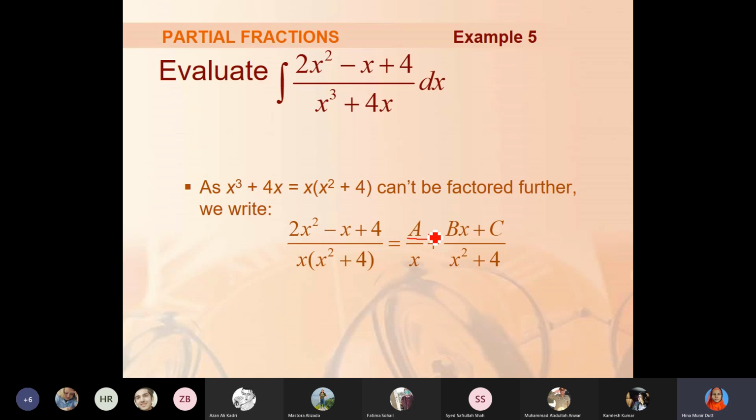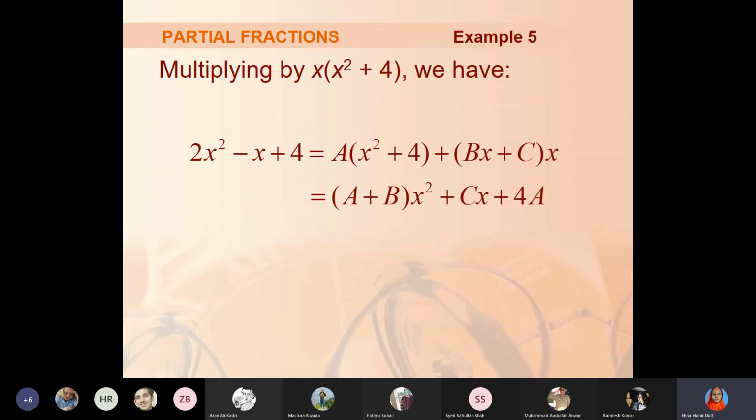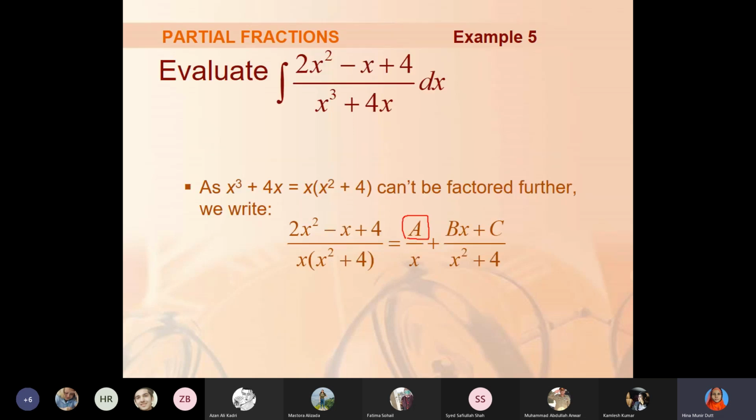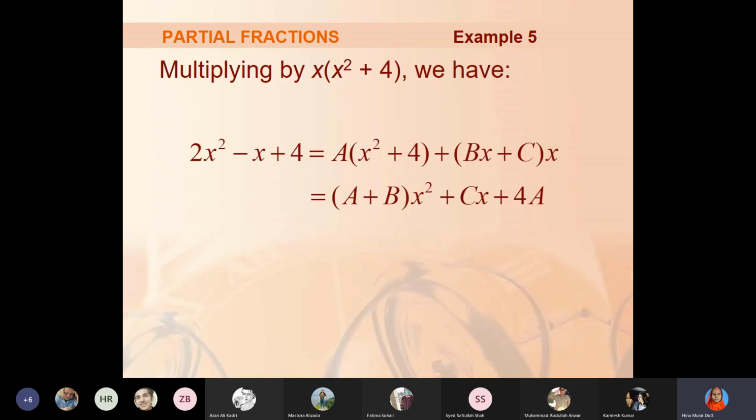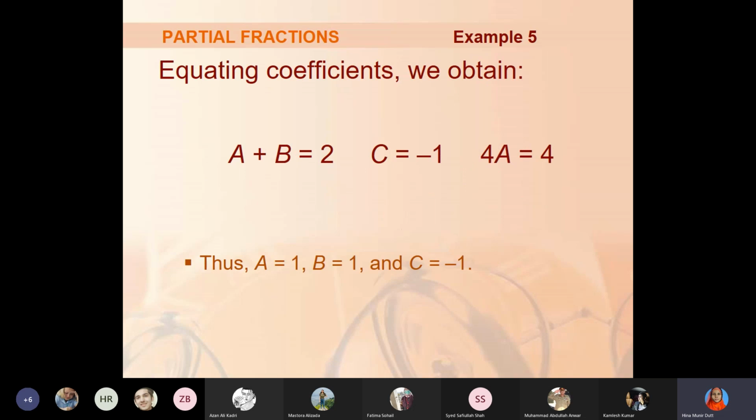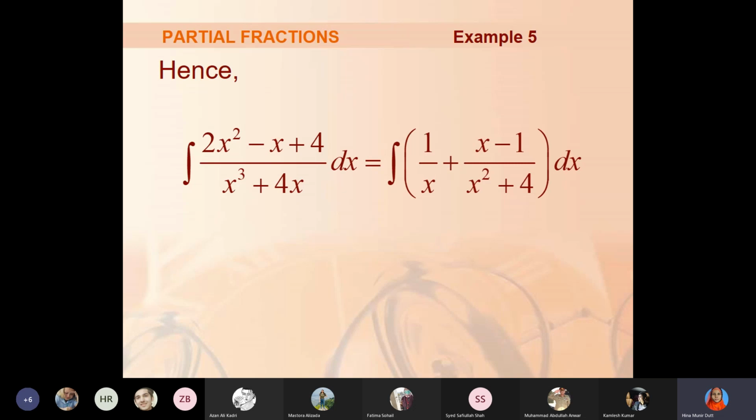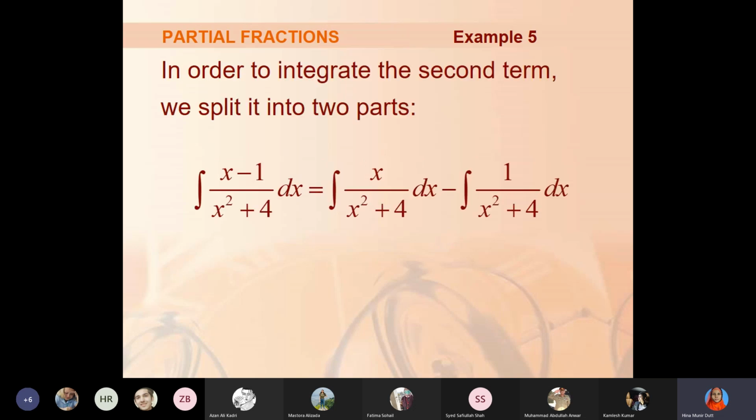I can determine this unknown a by the shortcut method, that is by putting x is equal to 0 in this equation, not in this equation. And for the values of b and c, I need to compare the coefficients on both sides. Two equations basically. So after comparing the coefficients, these are the three values of a, b and c. And now about the integration procedure. I think this integration is a bit easy.